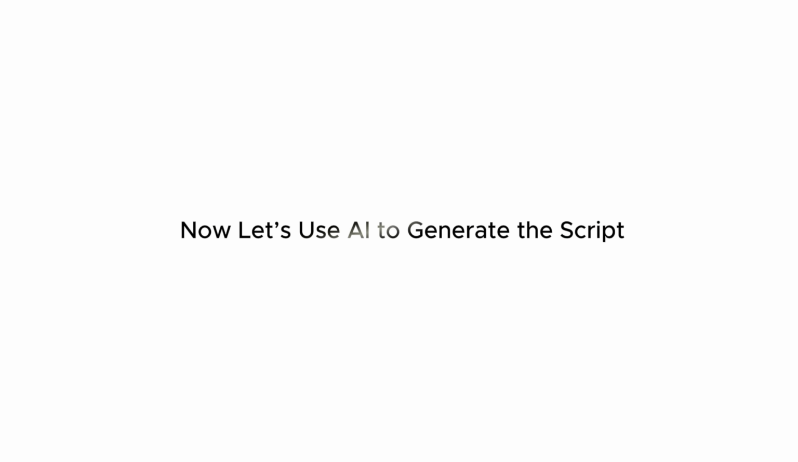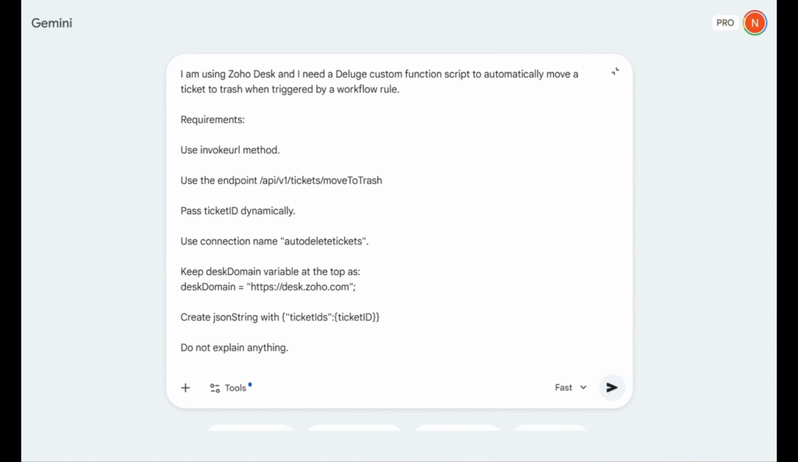Now let's use AI to generate the script. Instead of manually writing the function, we can use AI assistance. Open Google Gemini. Now paste this exact prompt. Gemini prompt. I am using Zoho Desk, and I need a Deluge custom function script to automatically move a ticket to trash when triggered by a workflow rule.